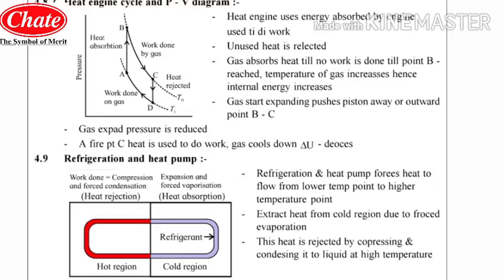First of all, we will understand the diagram. There are two regions in the refrigeration or heat pump. The first region is the hot region, indicated by the red section, and the second is the cold region, which is also termed the refrigerant. In the first section, the work done is compression and forced condensation, and heat is rejected from the hot region. Expansion and forced vaporization mean heat will be absorbed there.